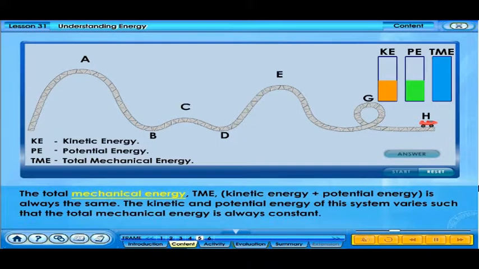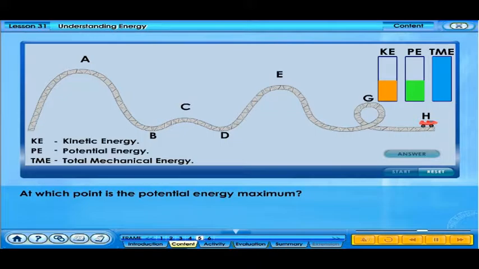The total mechanical energy, TME, kinetic energy plus potential energy, is always the same. The kinetic and potential energy of the system varies such that the total mechanical energy is always constant. At which point is the potential energy maximum? At which point is the kinetic energy maximum?